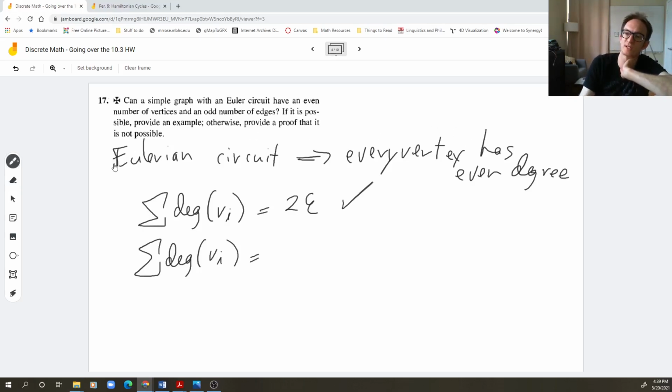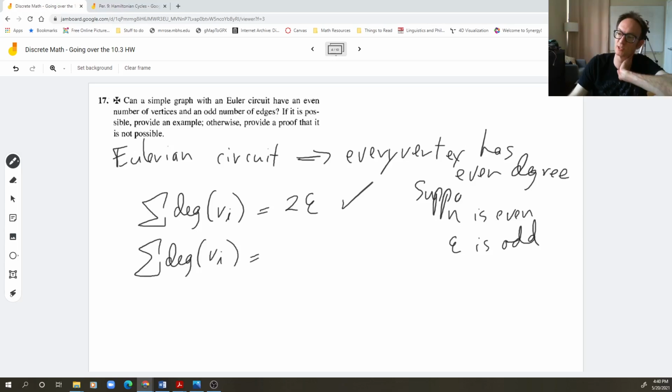Even number of vertices and an odd number of... Okay, I need to think about this a little bit more. Okay, so n is even. The number of vertices is even, but the number of edges is odd, let's say. Okay, so let's just write, suppose that this is true.